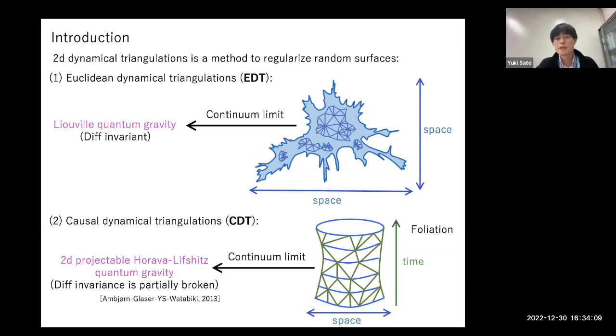In the EDT case, the resulting quantum theory turns out to be the Liouville quantum gravity, which is known to be invariant under the diffeomorphism symmetry. On the other hand, in the CDT, the resulting quantum theory is not the Liouville quantum gravity, but a certain version of the Horava-Lifshitz quantum gravity. Precisely speaking, a projectable Horava-Lifshitz quantum gravity. And this theory is only invariant under the subgroup of the diffeomorphism symmetry called the foliation preserving diffeomorphisms.